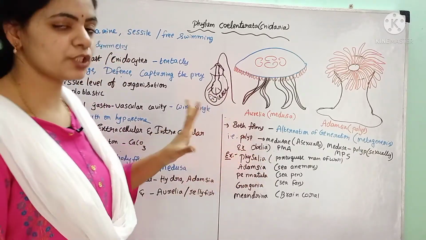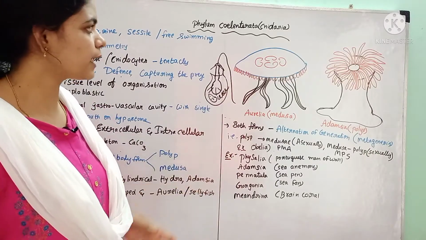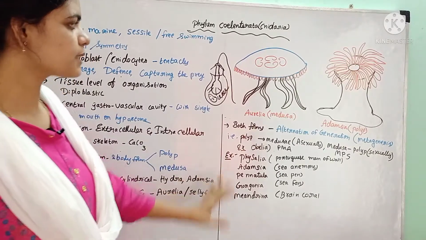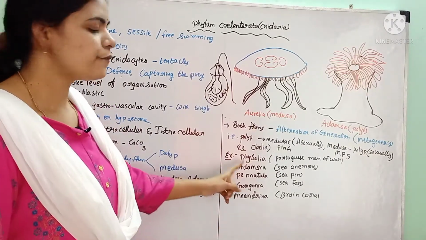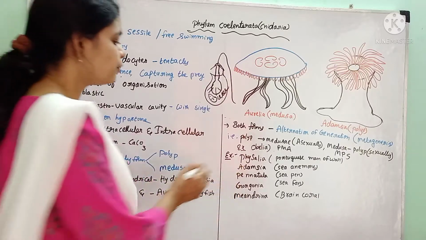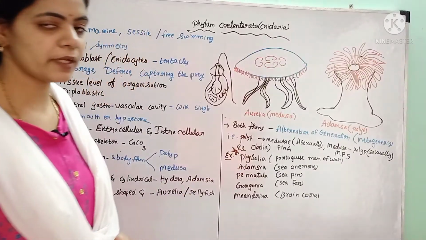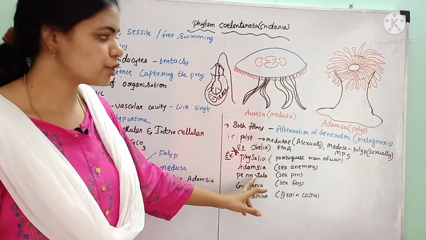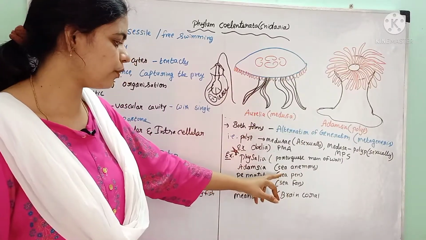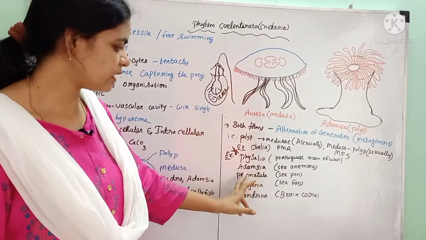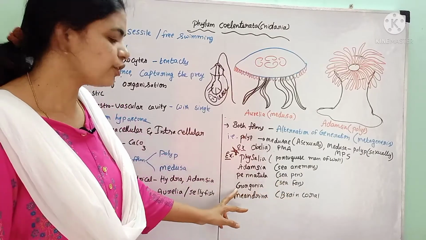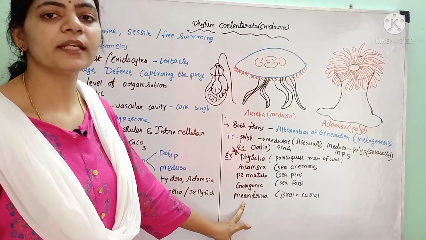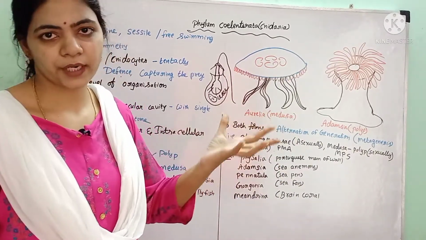And this is about some of the common important characters of the cnidarians which we have seen in our NCERT textbook. Examples for these cnidarians are Physalia. Physalia is commonly called the Portuguese man-of-war. These examples are very important. Adamsia is called sea anemone. Pennatula means pen, sea pen. Gorgonia is commonly called sea fan. And Meandrina is called brain coral, which is brain shaped.